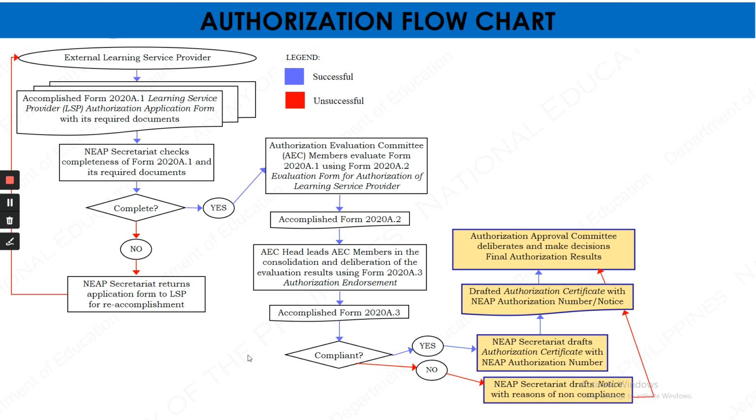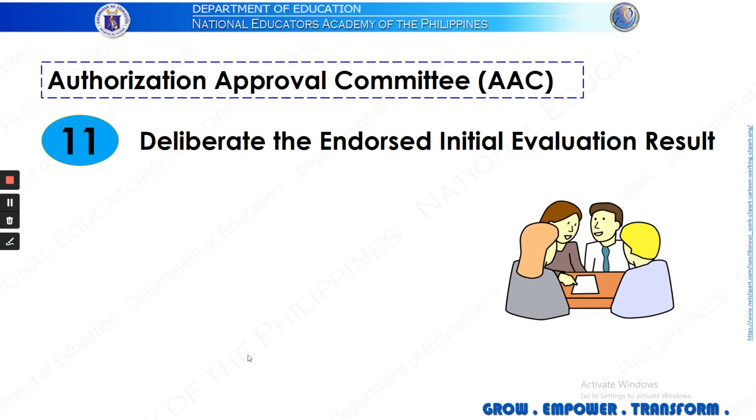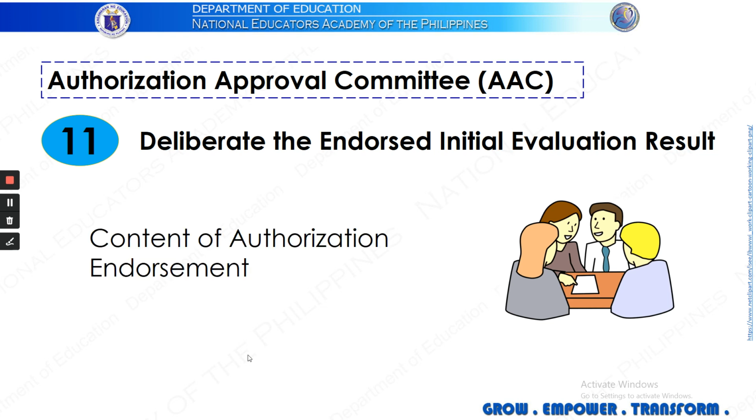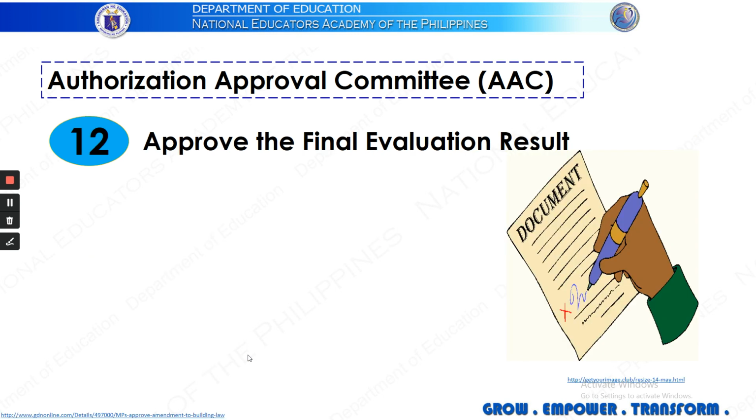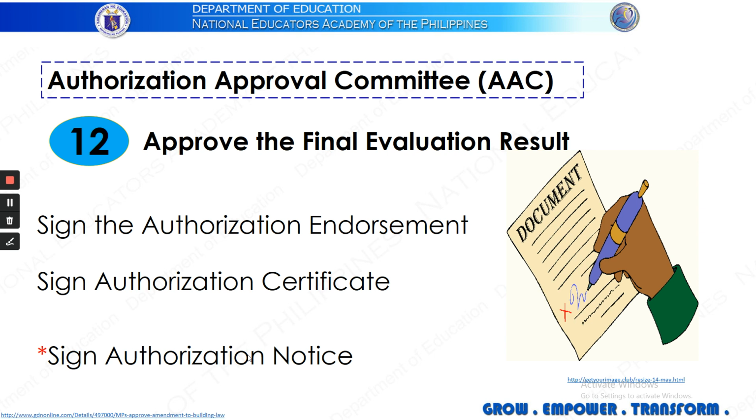So, what we are just trying to show in the authorization flow chart is really what will happen if it's yes or no. But within the processes of this flow, may mga provisions pa po siya. So here, Authorization Approval Committee will deliberate the endorsed initial evaluation result. So what are they going to deliberate? The content of authorization endorsement, okay? And of course, if they failed, notice. Then step 12, approve the final evaluation result. So sign the authorization endorsement, sign the authorization certificate, okay, and if not, sign authorization notice.